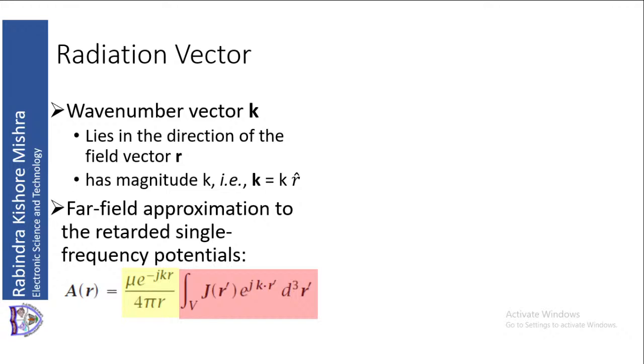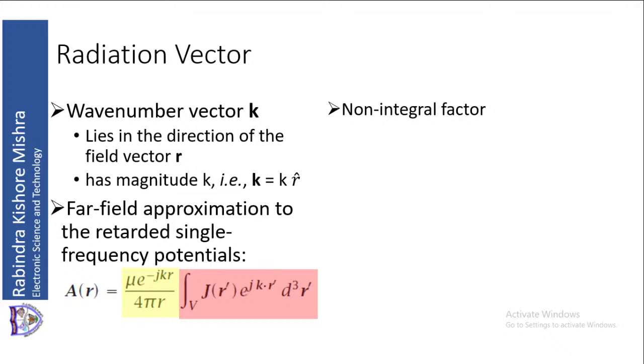Then we will get A from the current distribution, or from the current density. So it is the volume integration of the current density into exponential jk dot r dash, volume integration over the volume enclosing the source. So the volume integration of this term, J of r dash, exponential jk dot r dash, over the volume enclosing the source, where dv r dash is the volume enclosing the source. That is like a Fourier transform. You can see that it is like a Fourier transform.